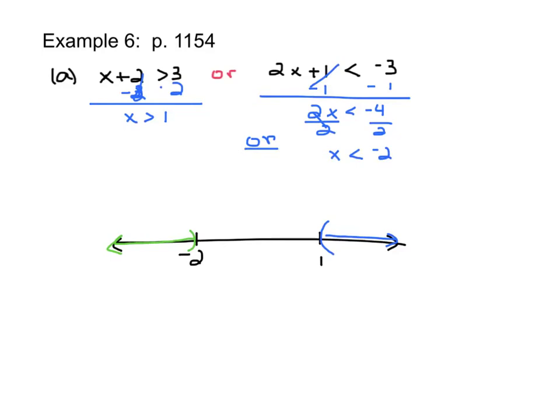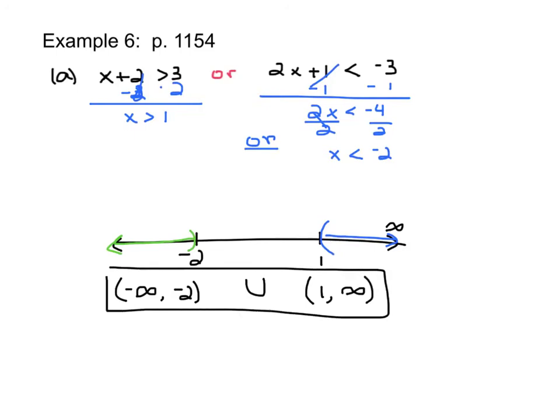And then my interval notation, remember your interval notation follows your graph. Since I have the arrow shaded, it's going to be negative infinity to negative 2, union 1, and then this is positive infinity. So your interval notation is going to be all of that.